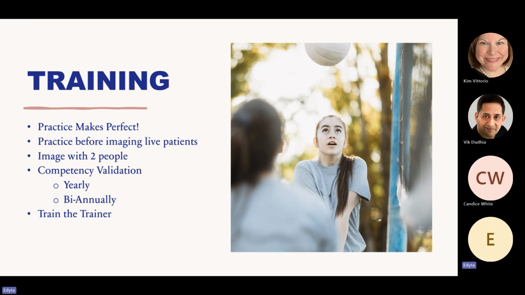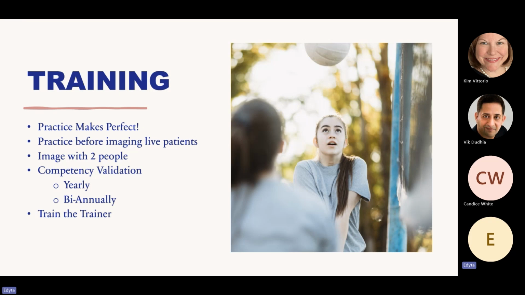Most devices come with a false head and a false eye so that you can practice measuring that way, or imaging that way. And I always recommend getting as many practice sessions in as possible before you transfer to live patients. I always recommend starting to image with 2 people. Well, I always recommend imaging with 2 people regardless, but especially when you're starting out, making sure that you have 2 people available is wonderful.